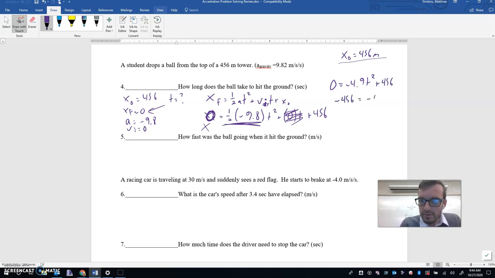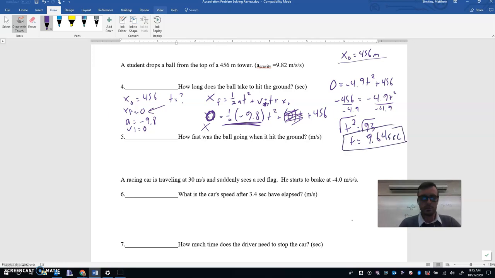So negative 456 is negative 4.9 t squared. The next algebra step would be to divide both sides by negative 4.9. t squared would be equal to some number, 456 divided by 4.9, which is 93. And then we would take the square root of both of those, and t would be equal to 9.64. Okay, so that's how long it would take the ball to hit the ground.